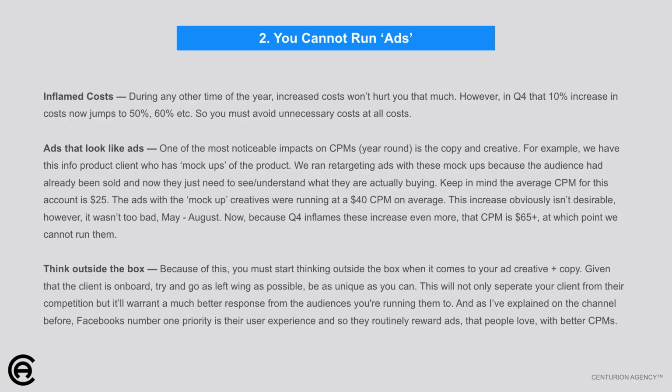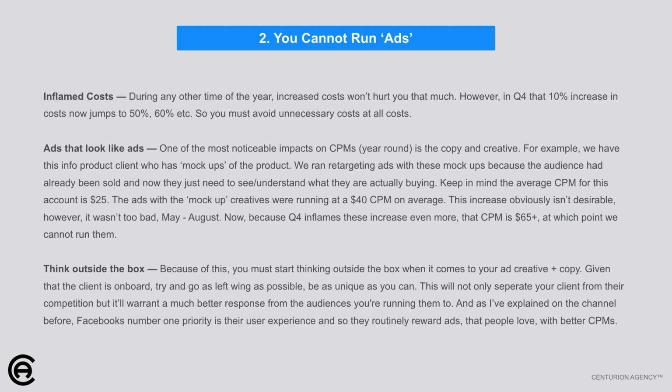But now, because Q4 inflames the cost, it's going to inflame the cost to a point that you just can't run ads at that point, right? And the ROAS obviously decreases. So the way to combat that is to think outside the box. This is so important, right? Because of this, you must start thinking outside the box when it comes to your ad creative and copy.